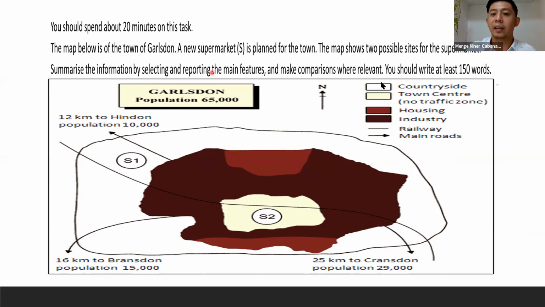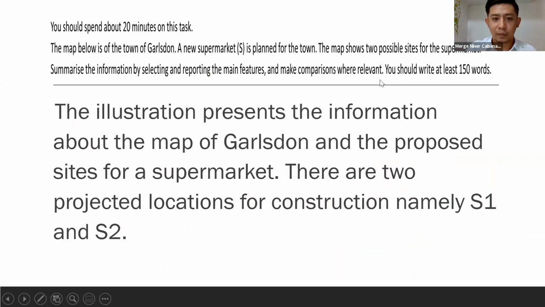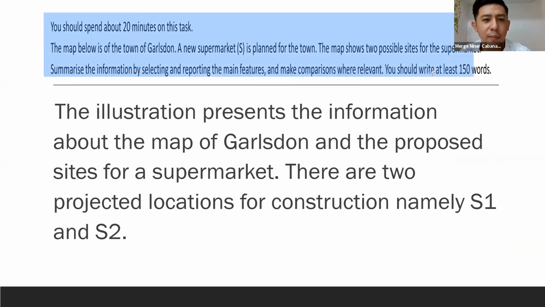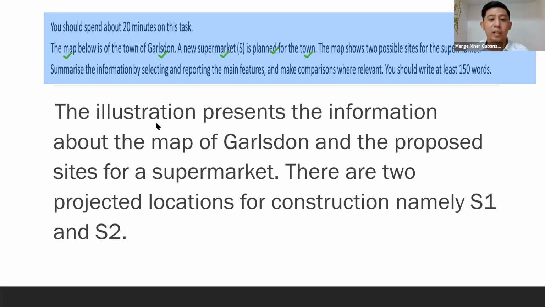So let's proceed. So here is my sample task description. I want to put some annotations in the task descriptions first. I'm going to color this blue. Okay, the map below is the town of Carlston. So the words used here are map, and then Carlston. A new supermarket is planned for the town. So I will be using the words, the illustration presents the information about the map of Carlston.